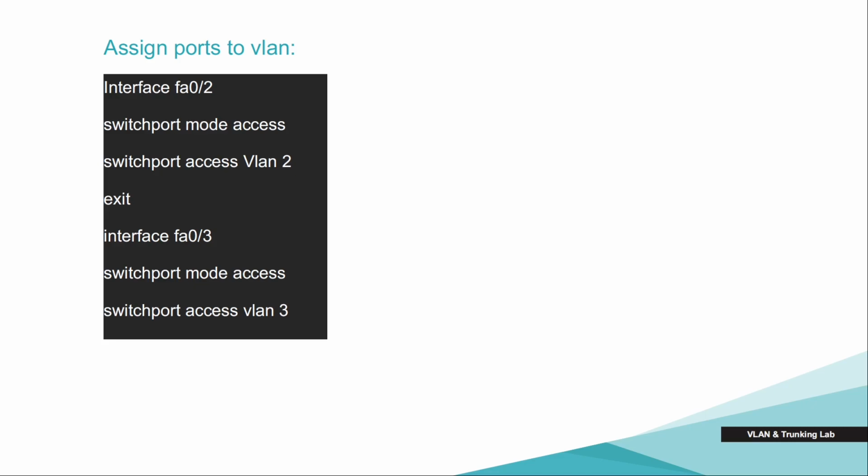I have also interface FastEthernet 0/3. This interface should be assigned to VLAN 3.